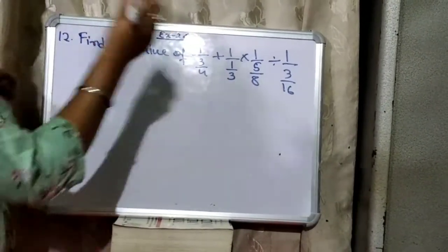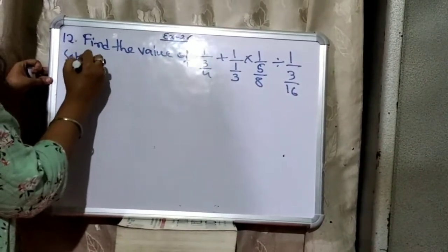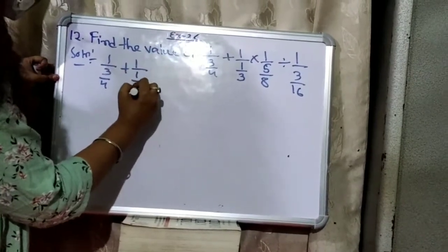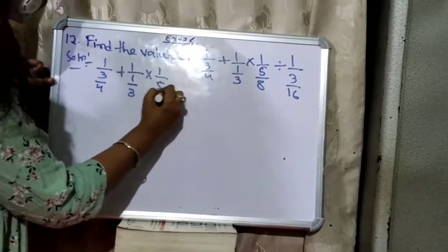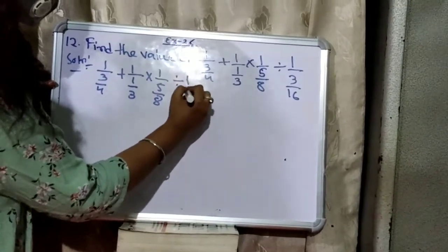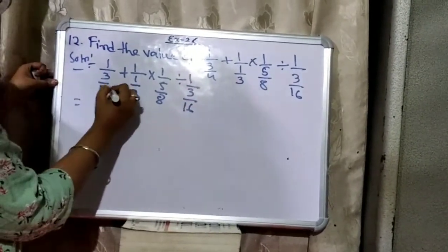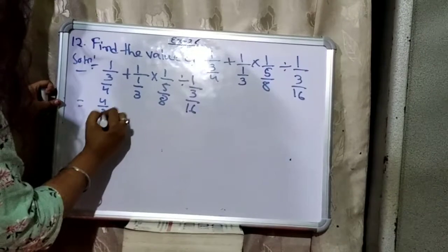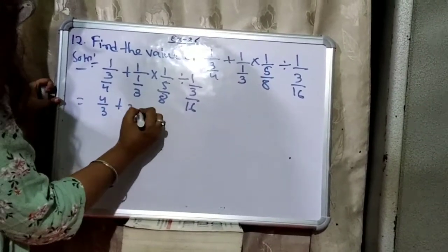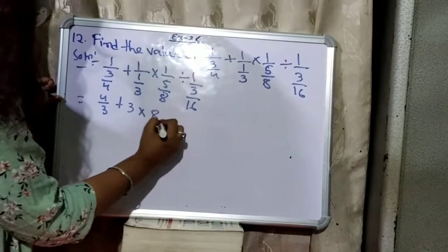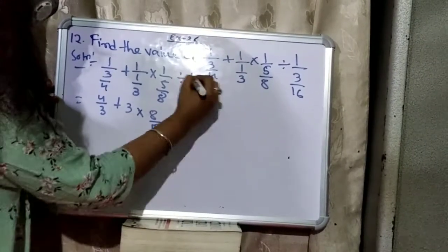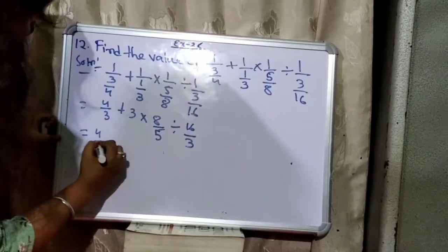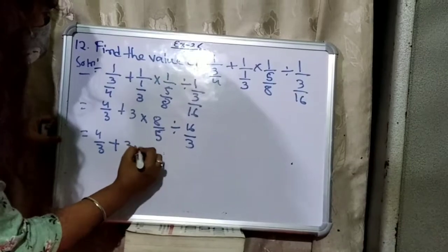Okay, let us see how I am going to do. Solution: 1 3/4 plus 1 1/3 into 1 5/8 divided by 1 3/16. Now this will interchange. This it will inverse. This 4 will go up. It will become 4/3. 3 will go up. It will become 3 into 8 will go up. It will become 8/5. Divide by 16 will go up. It will become 16/3. Now next step, 4/3 plus 3 into 8/5.